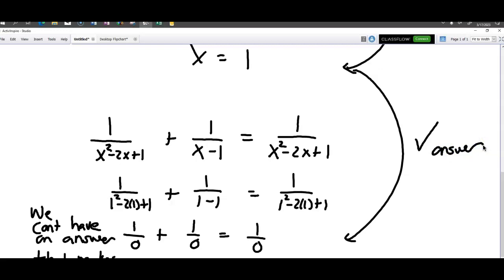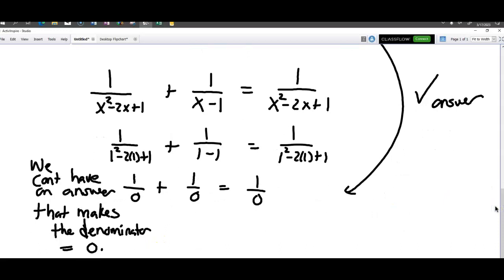It's not allowed to make the bottom equal 0. On a fraction, if you ever have a 0 in the denominator, that's undefined. It's possible that even though you do all your math right, you end up getting a 0 in the bottom, and that's what we call an extraneous solution. It's a false solution. So even though we did all our math right, we ended up with a bogus answer.